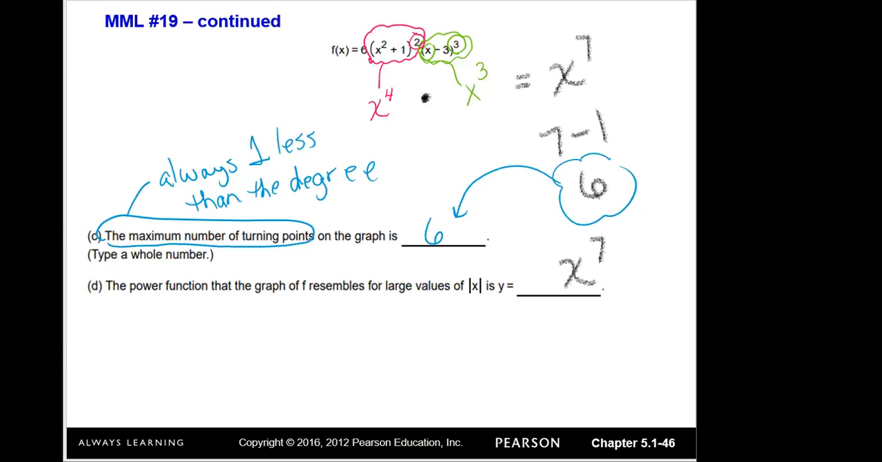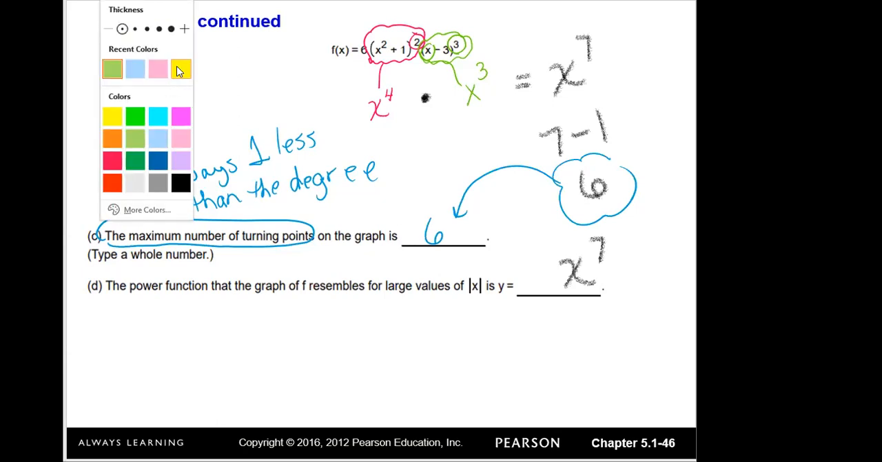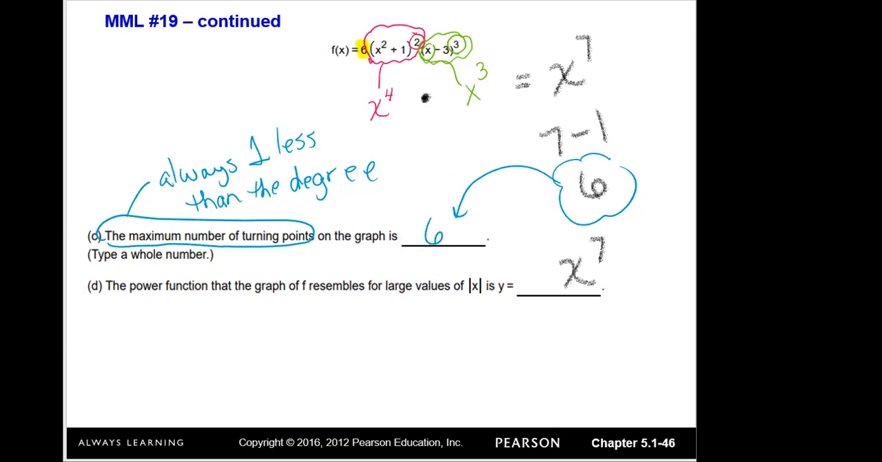However, there was a 6 right in front here. I really can't forget about him. He's a coefficient, so he ultimately would end up right here also. So right in front, I'm actually going to say 6 x to the seventh, which simply means it would be kind of tall and skinny. If you have a whole number coefficient like that, it's going to stretch it out a little bit. So can't forget about the coefficient.